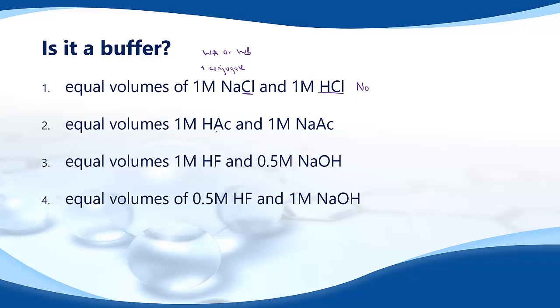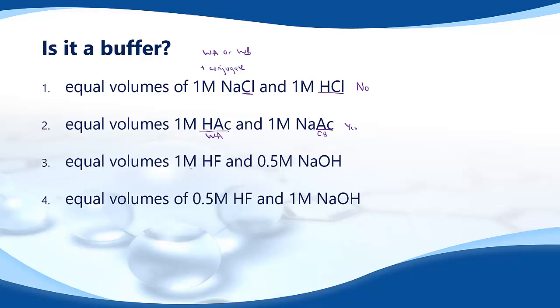For number 2, HAc. Ac is usually how I'm going to abbreviate acetate, so HAc is acetic acid. We have a solution of acetic acid and a solution of sodium acetate. Acetic acid is a weak acid, so that's one of our two components, and the acetate ion is its conjugate base. So we have both components required, a weak acid and its conjugate base, so this is going to be a buffer.